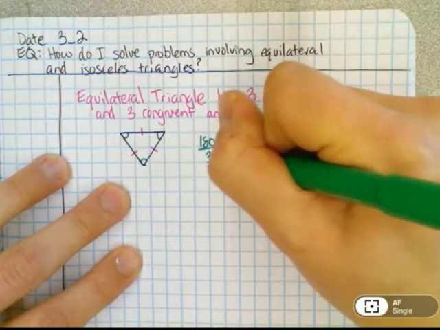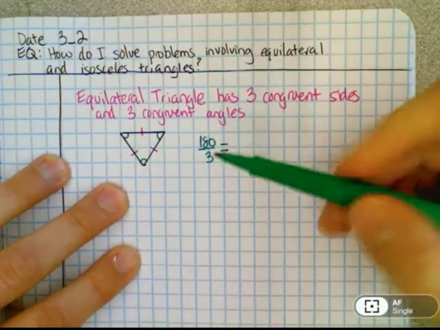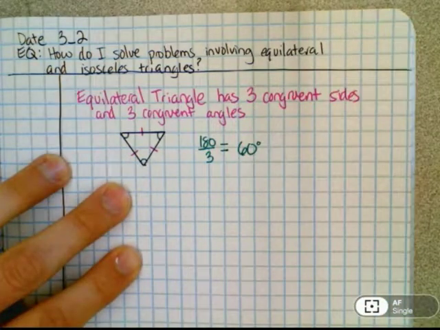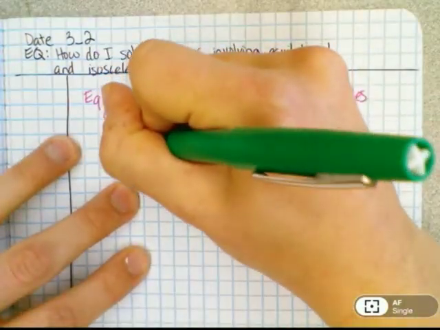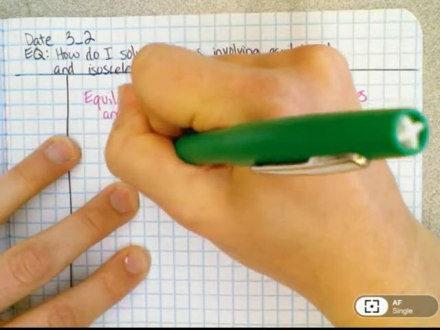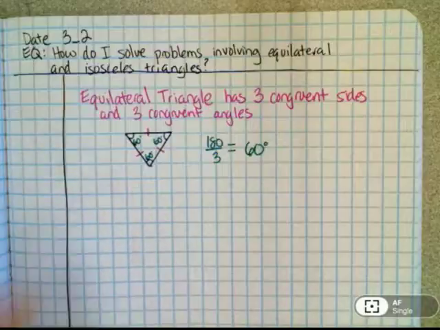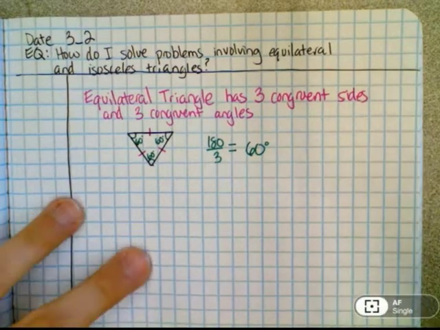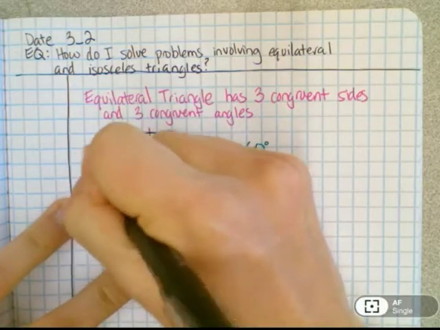And hopefully you figured out we can just take those 180 degrees and divide them equally among the 3 angles, and we'll get 60 degrees. And so in any equilateral triangle, all the angle measures are exactly 60 degrees because they have to be the same. 60 plus 60 plus 60 is 180. So let's go ahead and do a quick example with an equilateral triangle.